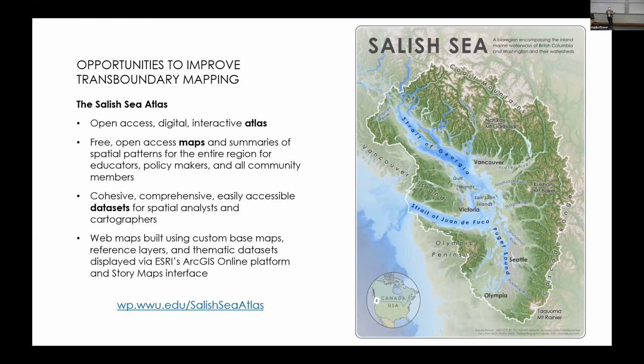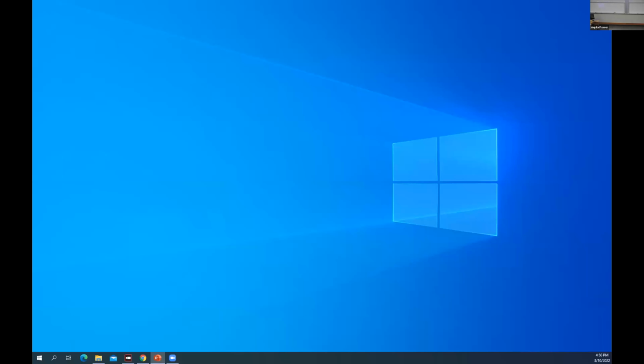This is all delivered online with these interactive web maps. They were really highly customized with the base maps and the reference layers and the thematic data sets that I show on them. And it's all housed on Esri's ArcGIS Online platform. So it's housed out there in the cloud and available from anywhere. So let's take a look at it, if I can successfully escape here.